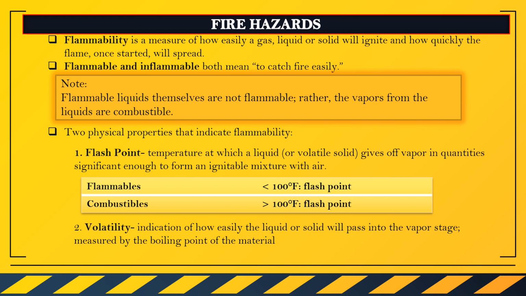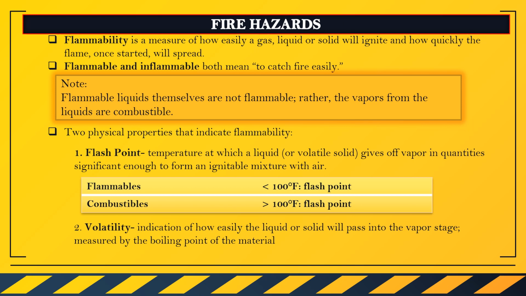So we have two physical properties that indicate flammability. We have the flash point and the volatility. When we say flash point, this is the temperature at which a liquid or a volatile solid gives off vapor in quantity significant enough to form an ignitable mixture with air. So we have different flash points for flammables and combustibles. The flash point for flammables is less than 100 degrees Fahrenheit, for combustibles greater than 100 degrees Fahrenheit.